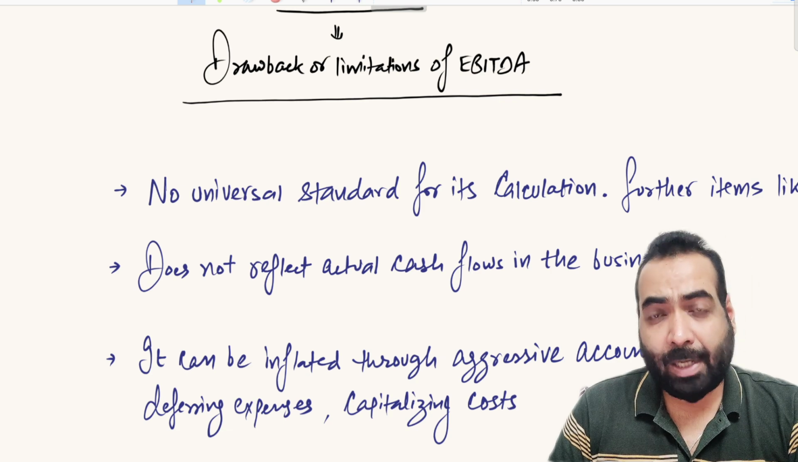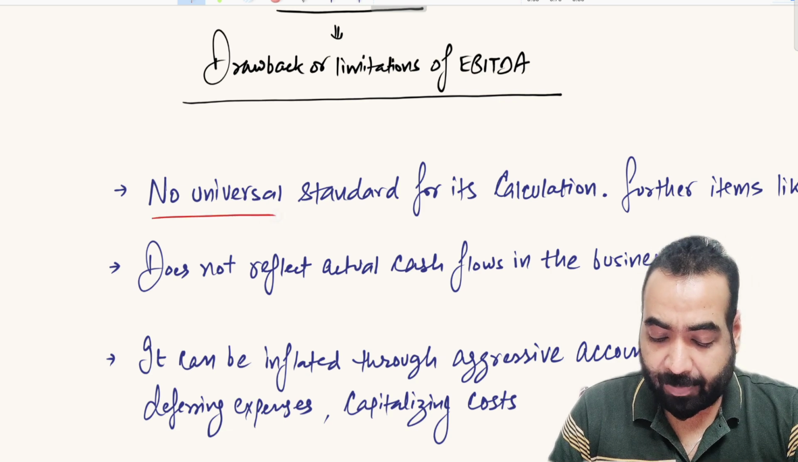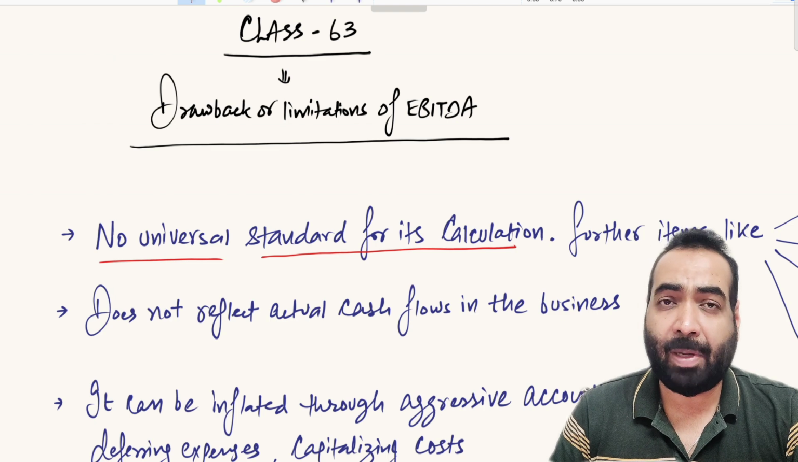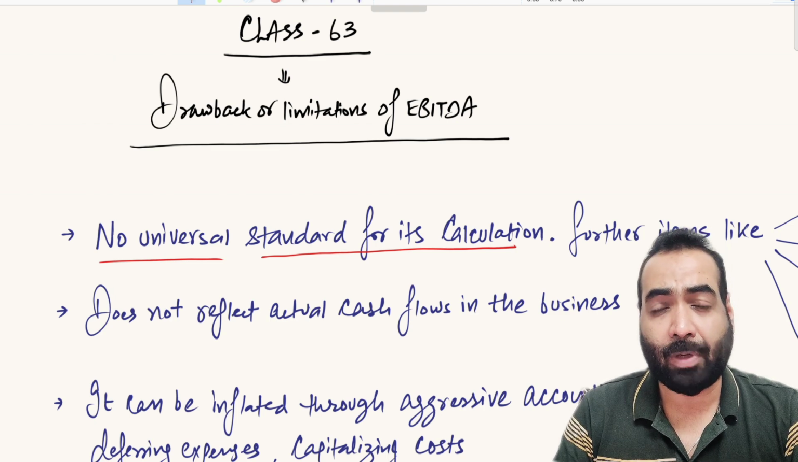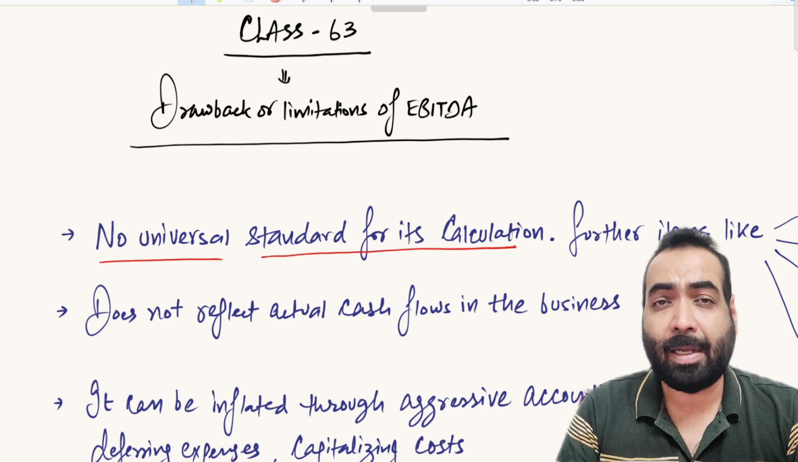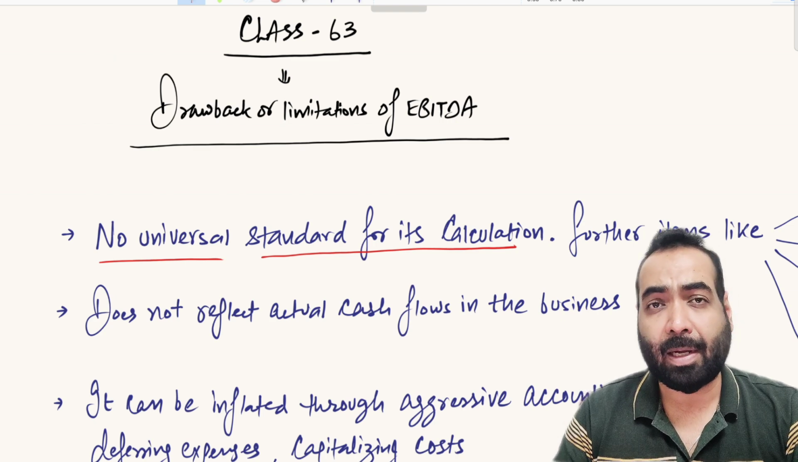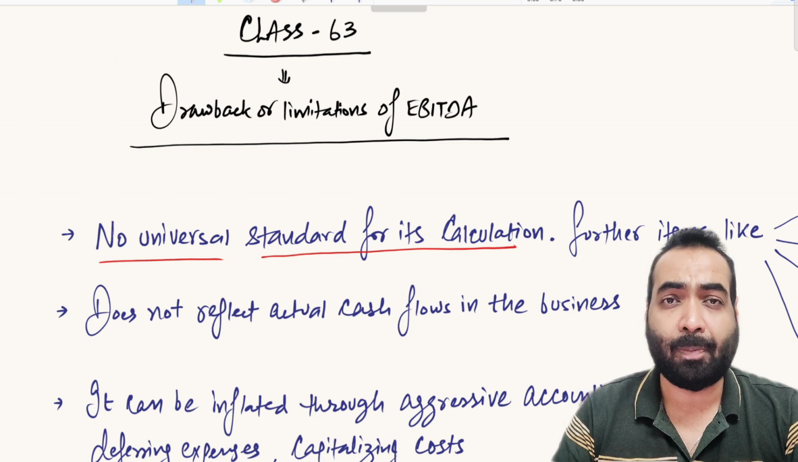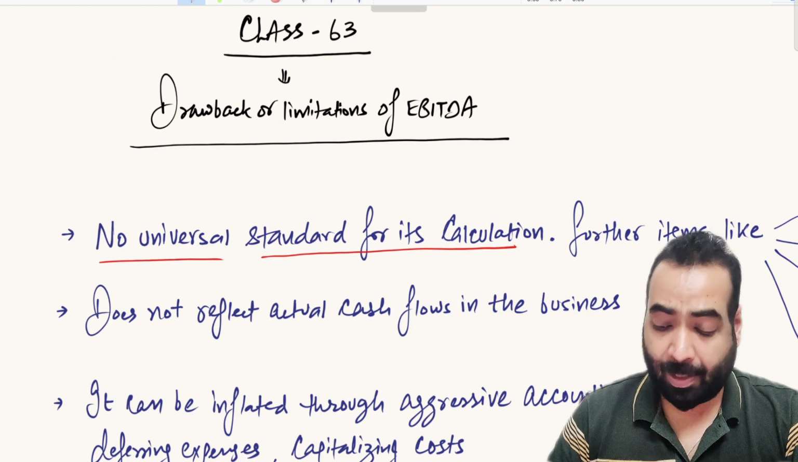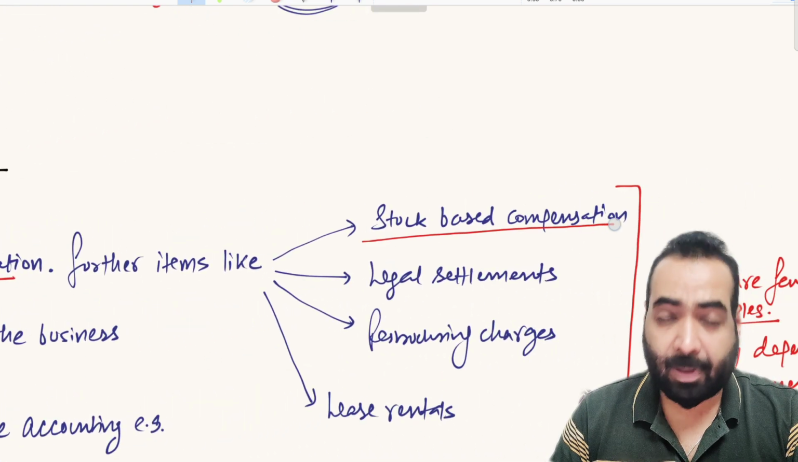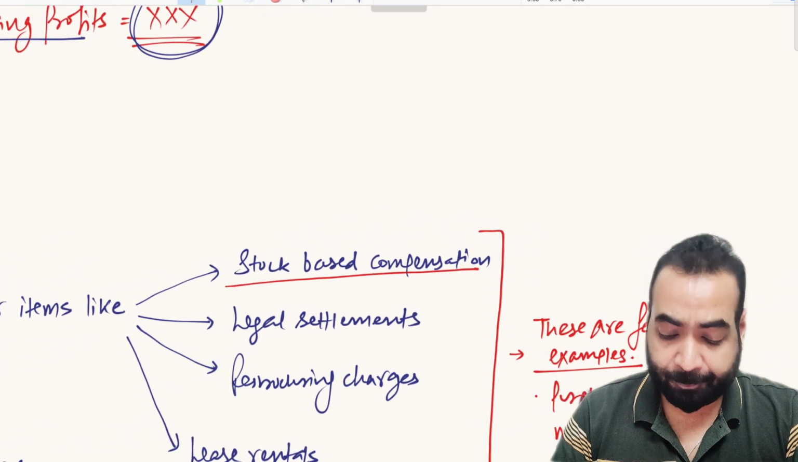When we calculate EBITDA, there is no universal standard for its calculation. We cannot say that EBITDA has to be calculated like this or like this. There is a lot of scope for management bias or the analyst's bias in the calculation of EBITDA. How? For example, there is one item called stock-based compensation.